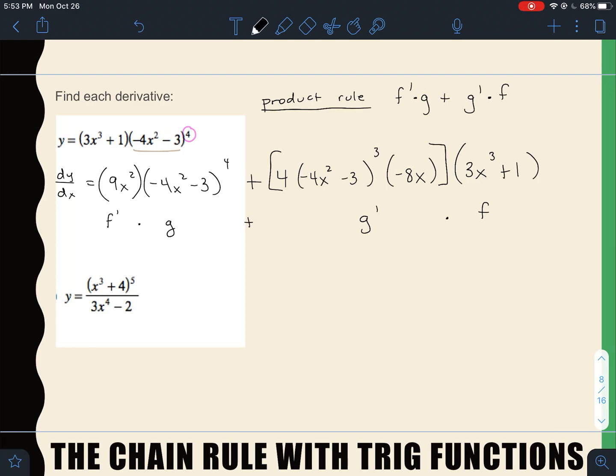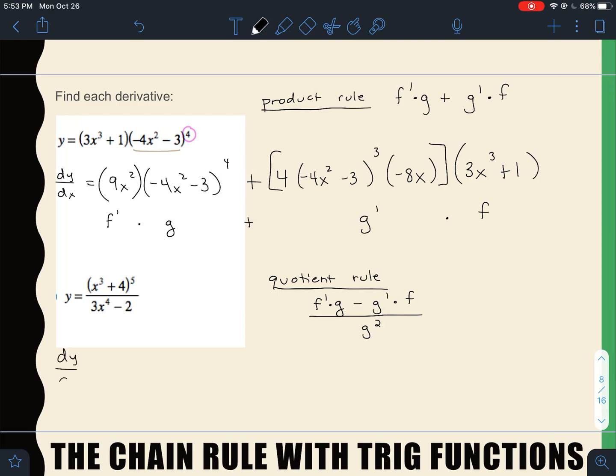What about if we want to do it with quotient rule? So remember, quotient rule said you take the derivative of the top times the bottom, then you minus the derivative of the bottom times the top, all over the bottom squared.